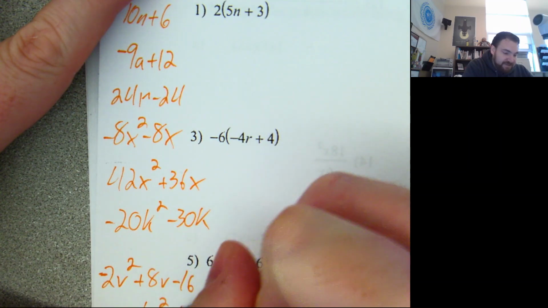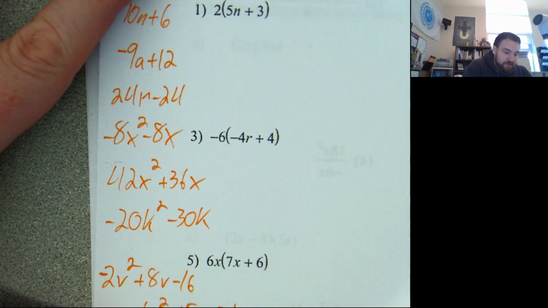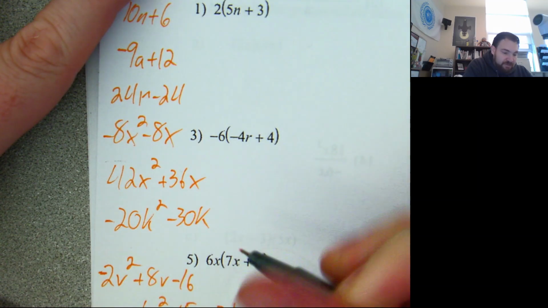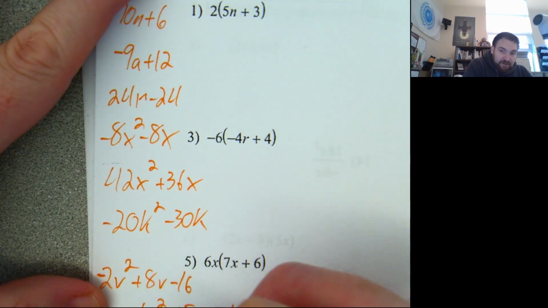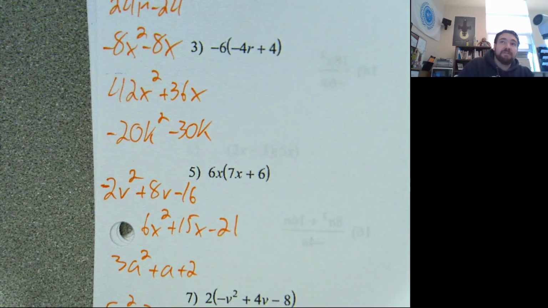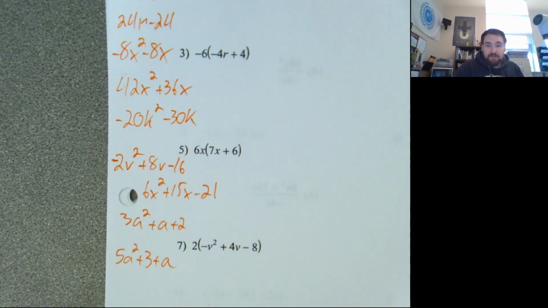6x squared plus 15x minus 21. 3a squared plus a plus 2. 5a squared plus 3 plus a. Oops, sorry. Way down the page at this point. Oh, and there's more.